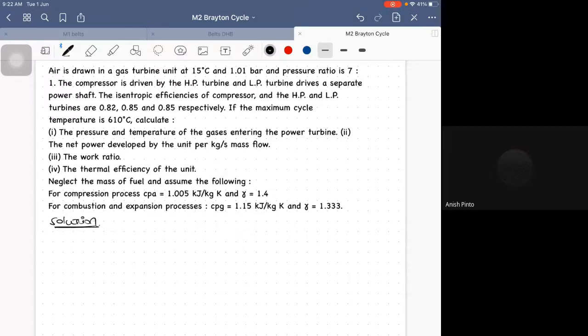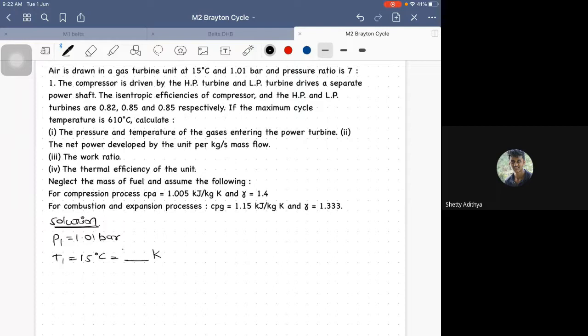The air is drawn in a gas turbine at 15 degrees Celsius and 1.01 bar. So what are these values, 15 degrees Celsius and 1.01 bar? Temperature and pressure. Very good. So it is P1, which is 1.01 bar, and you have the value of T1, which is 15 degrees Celsius. Can anyone give me the value in Kelvin? 15 degrees Celsius in Kelvin.